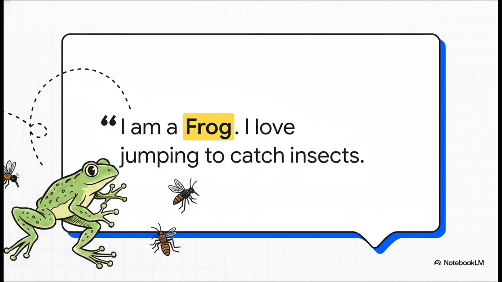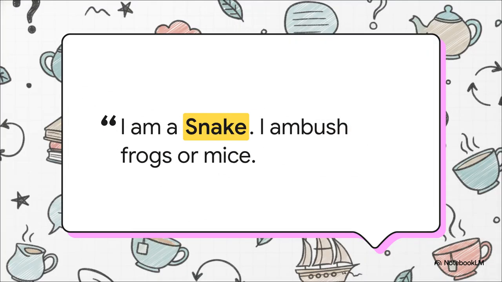But hey, the party doesn't stop there. Keeping the momentum going, a third student is hopping around reading, I am a frog. I love jumping to catch insects. Oh boy. Now, that grasshopper who was feeling pretty confident just a second ago, they suddenly realize they are definitely on someone else's menu.